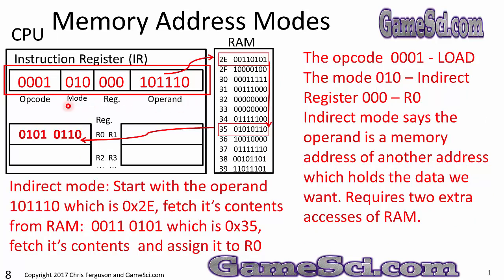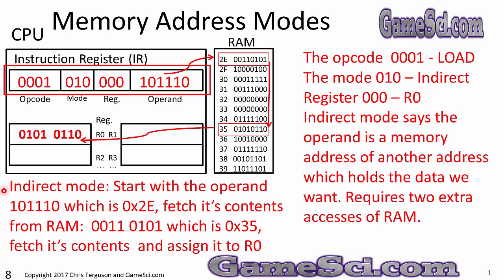Looking at a new instruction loaded into our IR, the opcode bits are set to 0001. That is the load instruction. The mode bits are now set to 010. The mode bits say use indirect mode. The register bits are 000. That is R0. Indirect mode says the operand is a memory address of another address which holds the data we want. This requires 2 extra accesses of RAM.